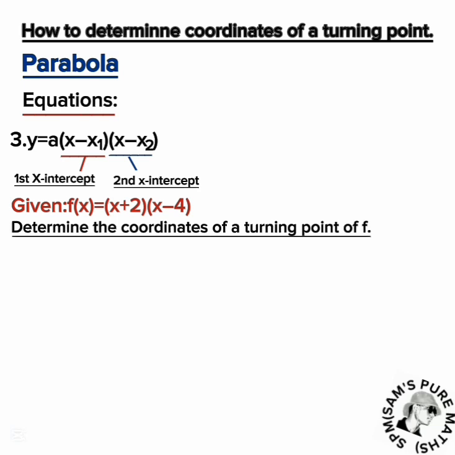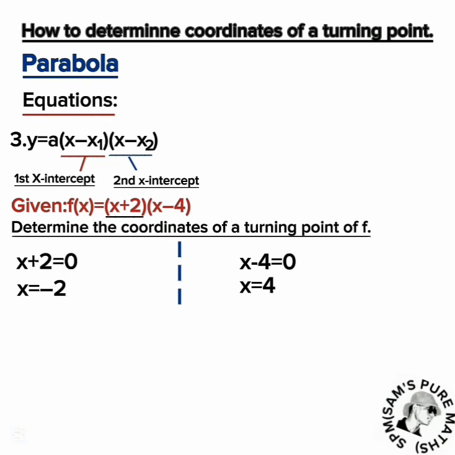We are given f of x and we are required to determine the coordinates of the turning point of f. For us to determine the coordinates of the turning point of f, we'll first need to find the x-intercepts of f. We're gonna use x plus 2 to find the first x-intercept. We don't use it anyhow, we equate it with 0. To find x, we transpose 2 to other side, then x is equals to negative 2. Let's find the second x-intercept. X minus 4 is equals to 0, x is equals to 4.